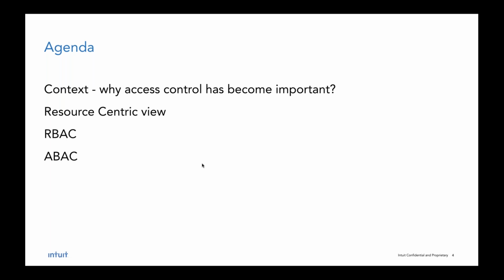Once we understand a little bit about this area, the demands of this domain, we would talk about the resource-centric view, which I think can help in creating easy to manage access control products. And then we'll talk about RBAC, role-based access control, and we'll end up with attribute-based access control, which solves for the limitations of RBAC and which solves for the very complex demands of today's access control.